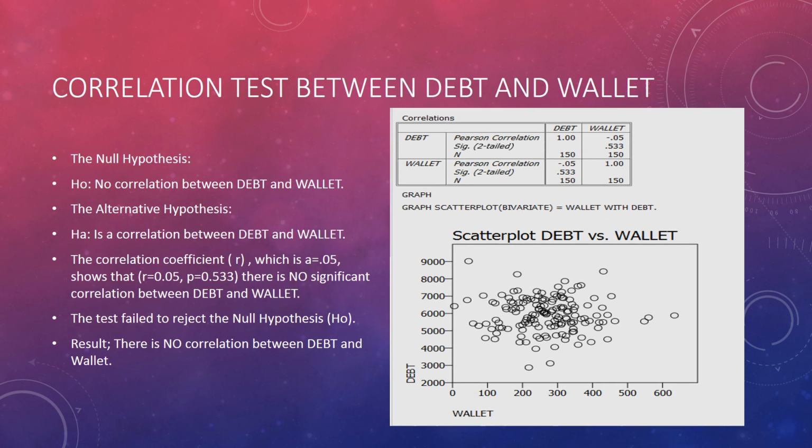Our next screen will be a test between debt and wallet. The null hypothesis states that there's no correlation between debt and wallet. The alternative hypothesis states that there is a correlation between debt and wallet, and the correlation coefficient, where alpha equals 0.05, shows that R equals 0.05 and P equals 0.533, and that there is no significant correlation between debt and wallet. The test failed to reject the null hypothesis. The result here is there is no correlation between debt and wallet.